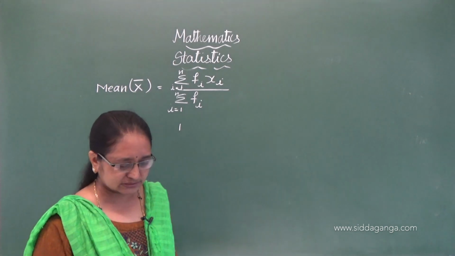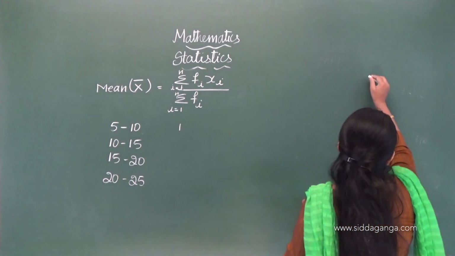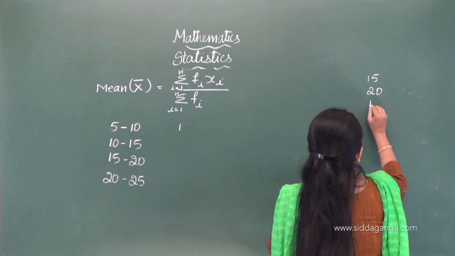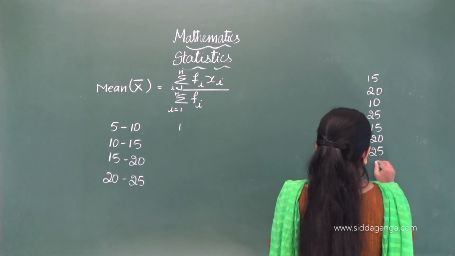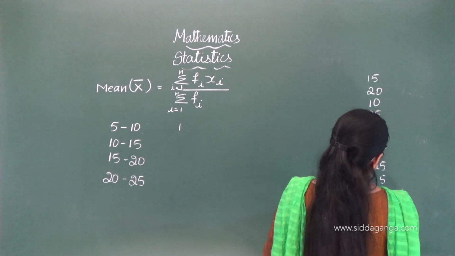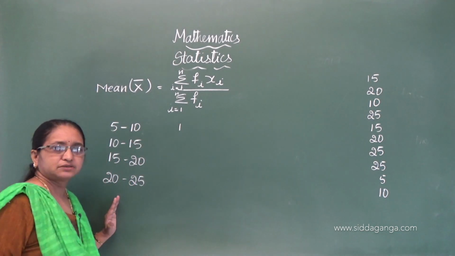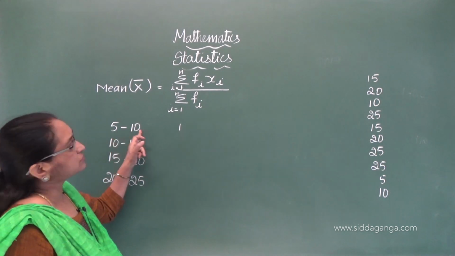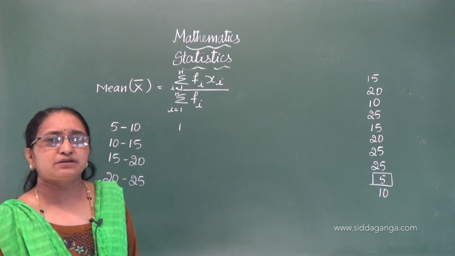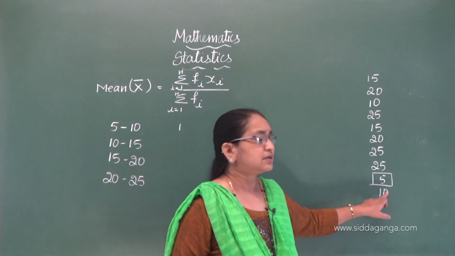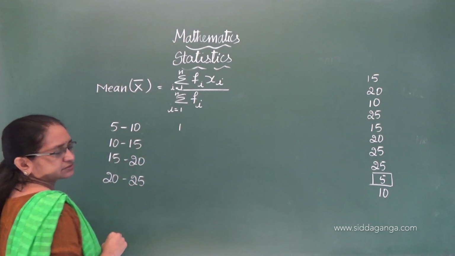Once again, I will write the data which I had taken. This is the data: 15, 20, 10, 25, 15, 20, 25, 25, 5 and 10. When we do the group data, this is how I have arranged it. Now, from 5 to 10, how many? If the student has scored 10, that cannot be grouped here, that cannot be written here. Understood?